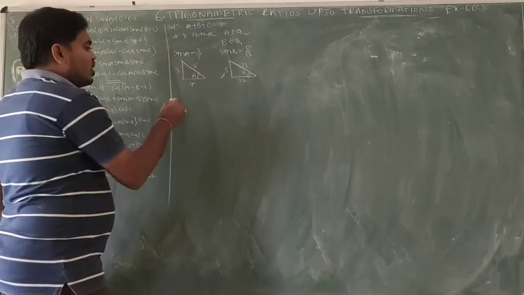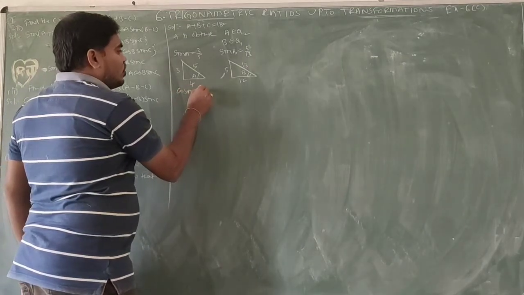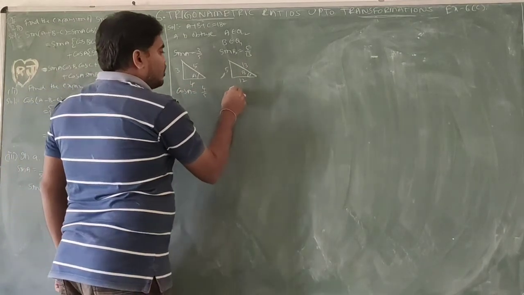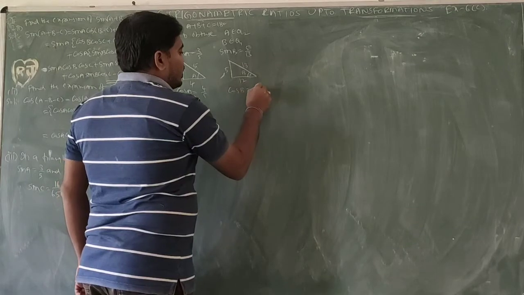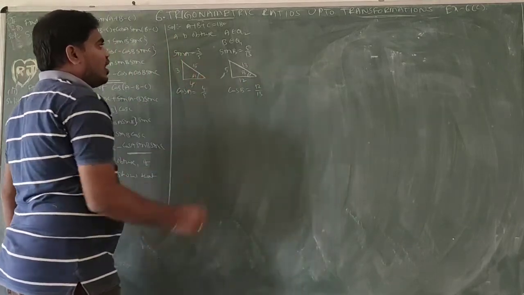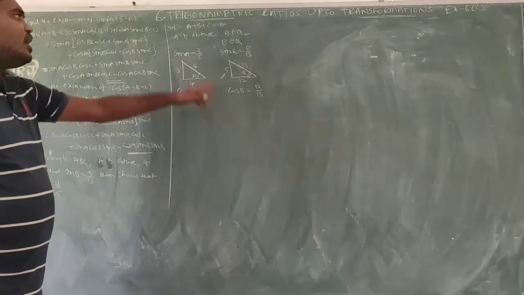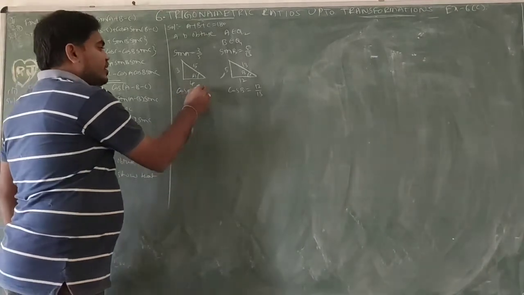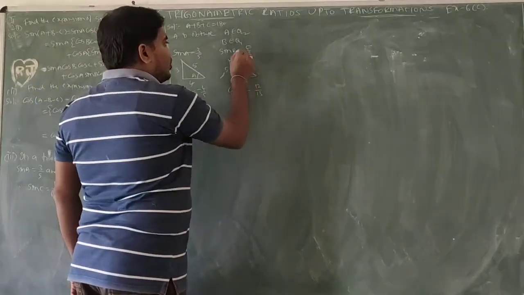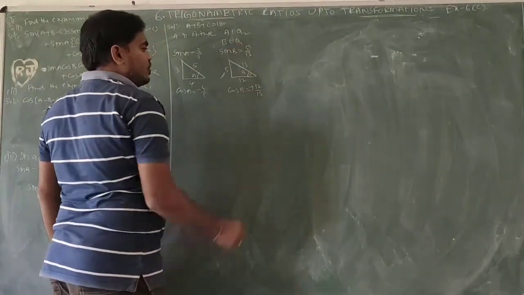So cos A equals 4 by 5 and cos B equals 12 by 13, adjacent by hypotenuse. A belongs to Q2, and in the second quadrant cos is negative. B belongs to Q1, and in the first quadrant cos is positive.